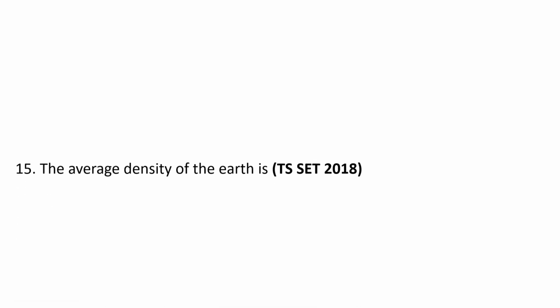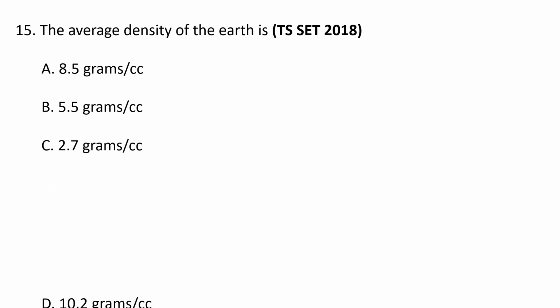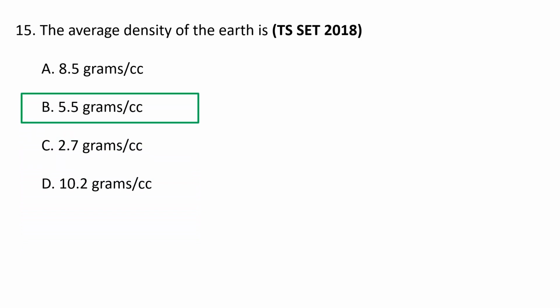Next question. The average density of the earth is A. 8.5 grams per cc, B. 5.5 grams per cc, C. 2.7 grams per cc and D. 10.2 grams per cc. So the average density of the earth is 5.5 grams per cc.